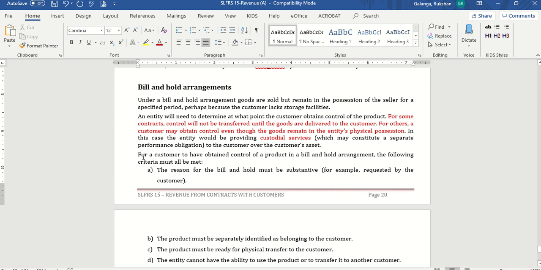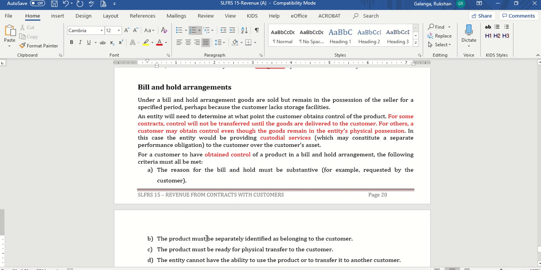For a customer to have obtained the control in a bill and hold arrangement, the following criteria must be met, right? So to have obtained control, customer ට control එක හම්බුණා කියලා බලන්න ඔන්න මෙන්න මේ condition ටික තියෙනවා. That means the customer has got the control. The reason for the bill and hold must be substantive. That means it is requested by the customer. කියන අපේ issue එකක් හින්දා මේ customer ම කියනවා තියලා යන්න කියලා. එහෙමනම් he gets the control because he gets the risk.